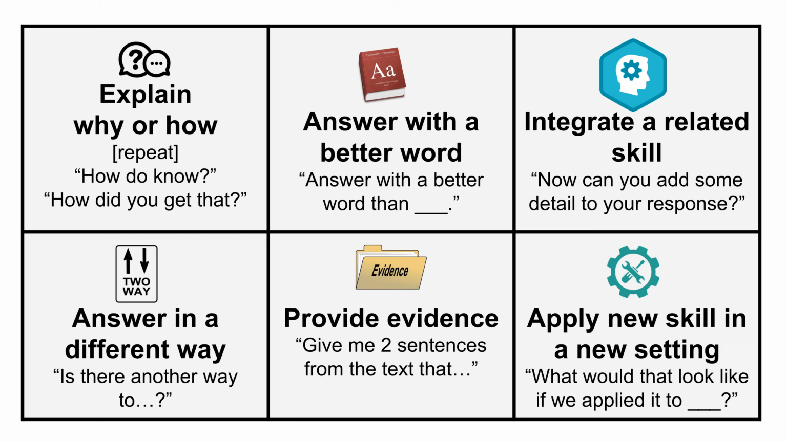Different ways to extend their thinking include having students explain how they know, such as, how do you know the number is odd? Having them provide evidence is a similar way to extend thinking. What line lets you know that? Or what part of the composition shows you're correct? Answering with a better word or answering in a different way could help your students use the academic vocabulary involved in the unit, or can show that students have processed the information and can explain it sufficiently.